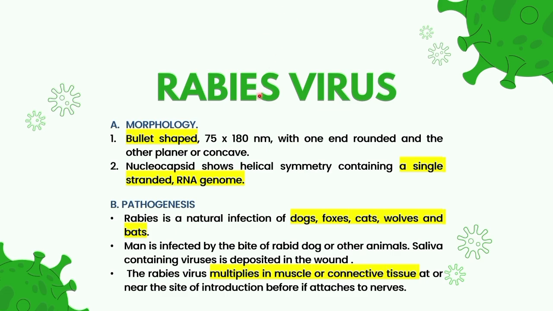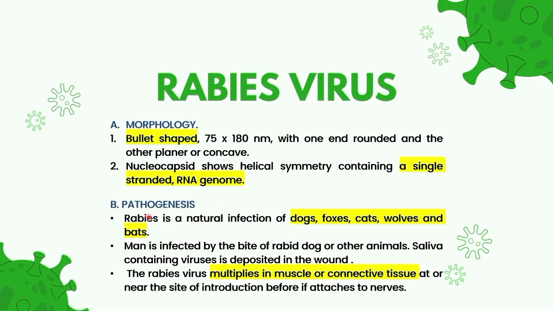So coming to the morphology of this virus, it is a bullet-shaped virus measuring approximately 75 nanometers in diameter and 180 nanometers in length. One end of the virus is rounded while the other end is planar or slightly concave. And the characteristic shape helps in the identification of the virus under an electron microscope. When we see the virus in an electron microscope, this character really helps to identify that this virus is rabies virus.